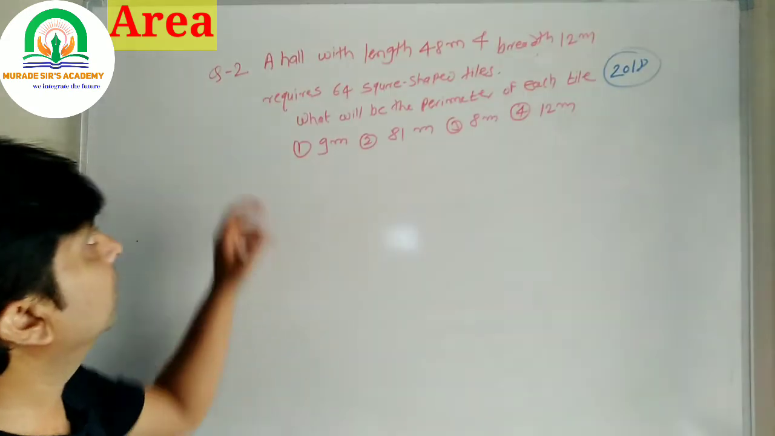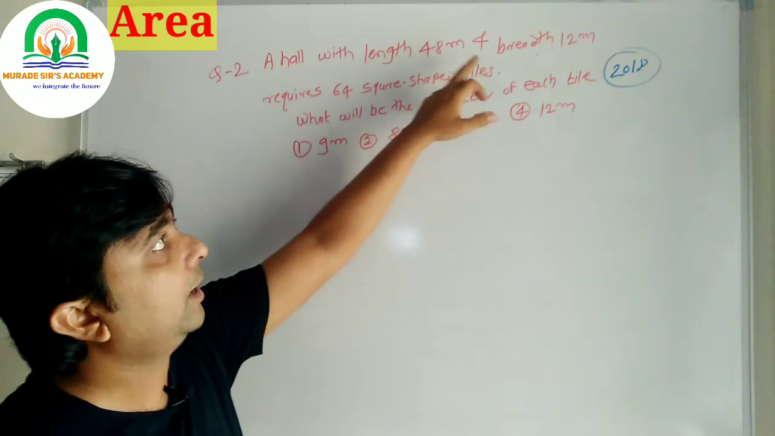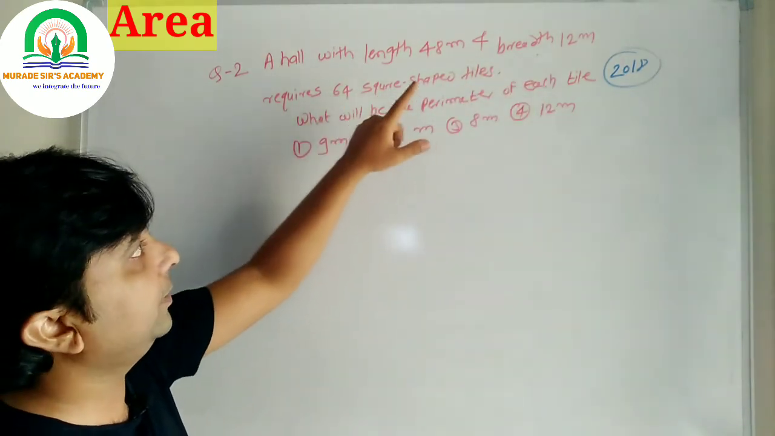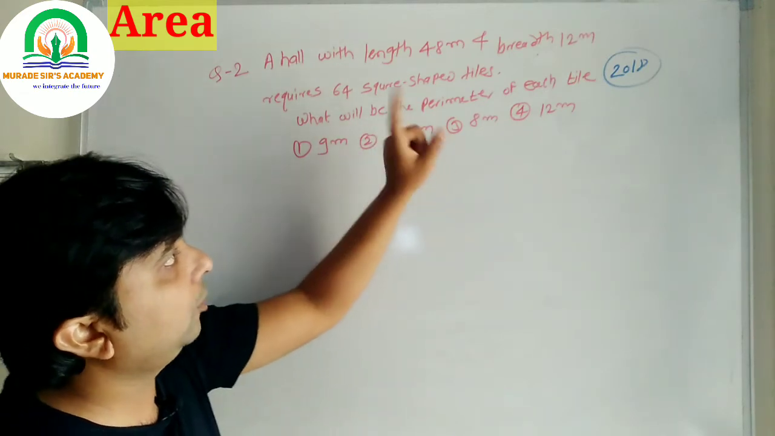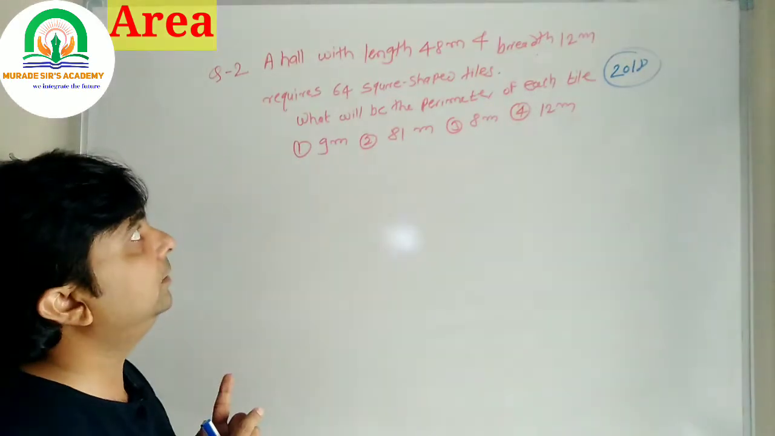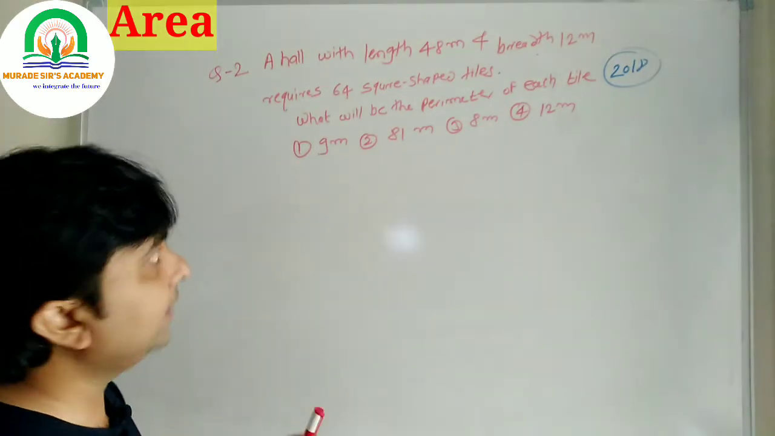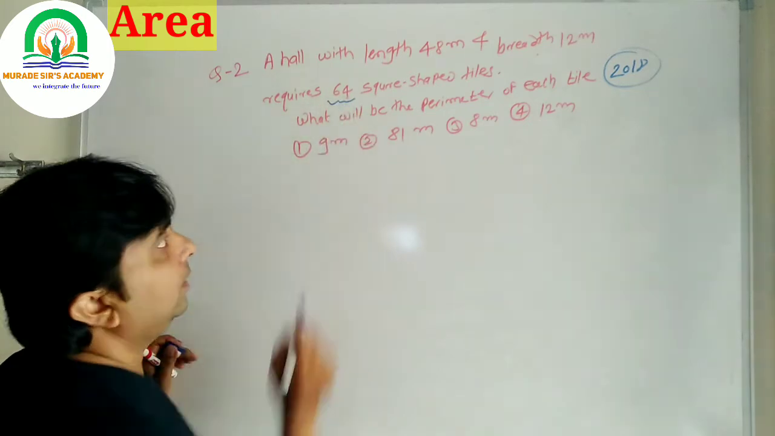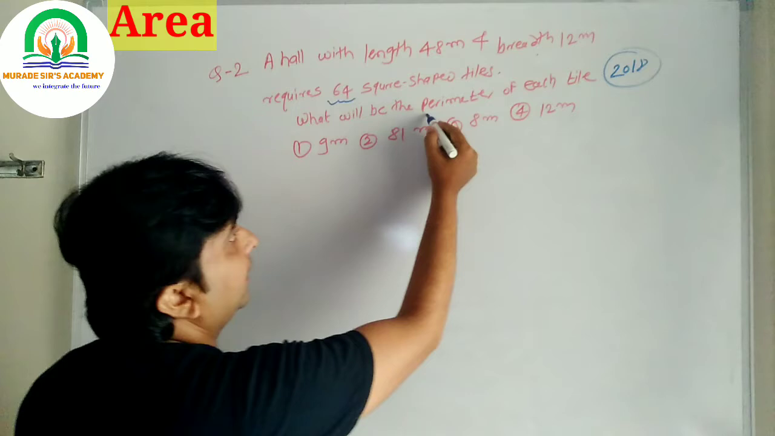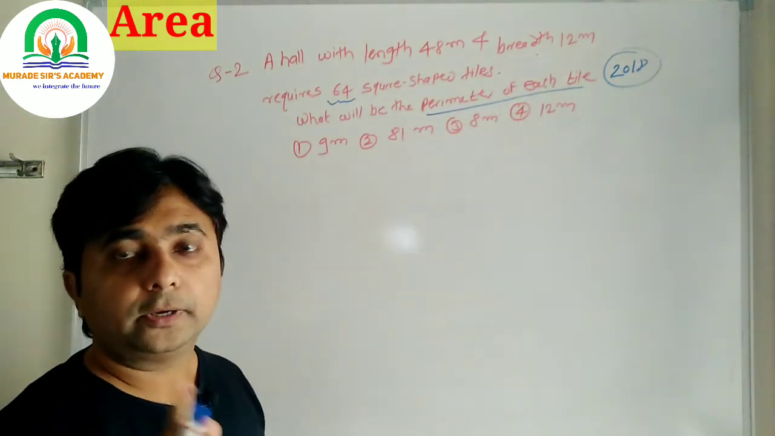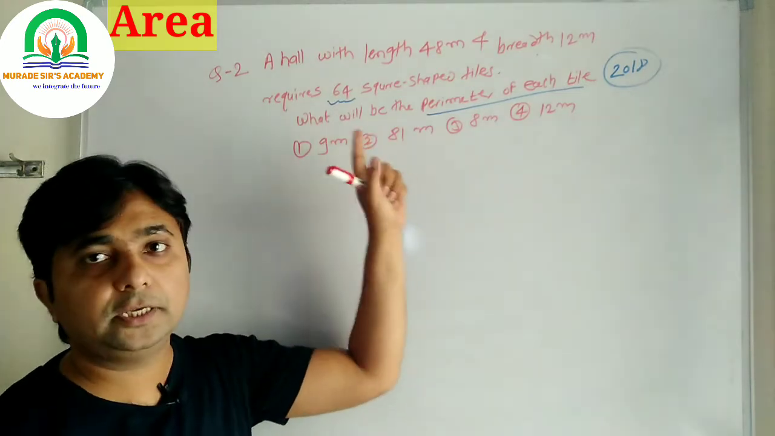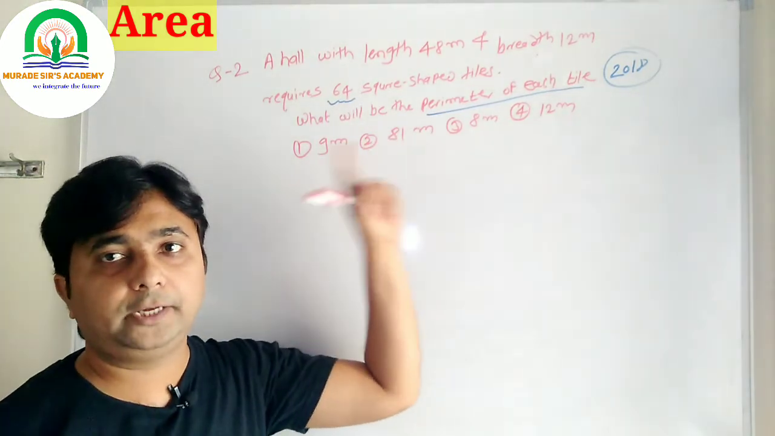Second question. A hall with length 48 meter and breadth 12 meter requires 64 square shaped tiles. What will be the perimeter of each tile? They have given a rectangular hall's length and breadth, and it requires 64 square shaped tiles, and we want to calculate the perimeter of each tile. In this type of question, the first thing we calculate is the area of the rectangle.